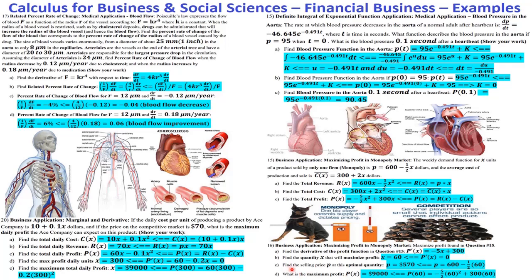Then find the p, the price at the optimal quantity, which is the p that gives you maximum profit. When you plug that into the p function, you will get p equal to 570. Then the maximum profit is 9,000, which is at p equals 6, at x equals 6, so that is 9,000.